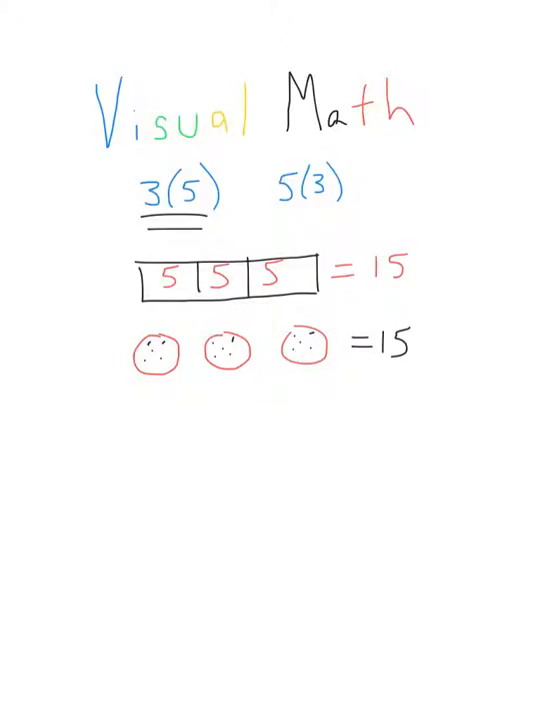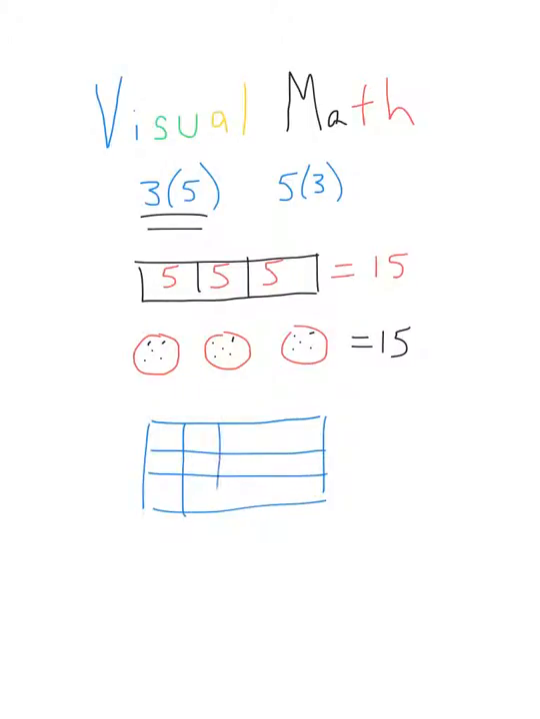Or we could say we have an array, a 3 by 5. Sometimes this is easier done with graph paper. If we have a 3 by 5, obviously there are 15 squares inside, so that is the value 15.